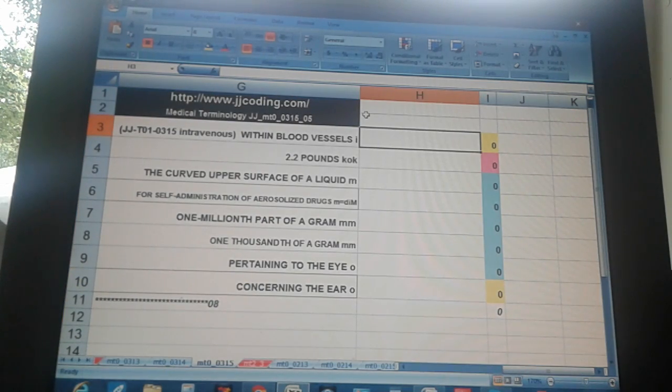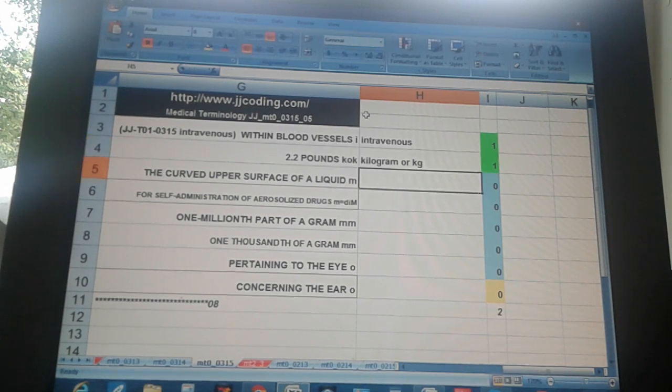Within blood vessels. Intravenous. 2.2 pounds. Kilogram or kg. Okay. The curved upper surface of a liquid. Meniscus. For self-administration of aerosolized drugs.